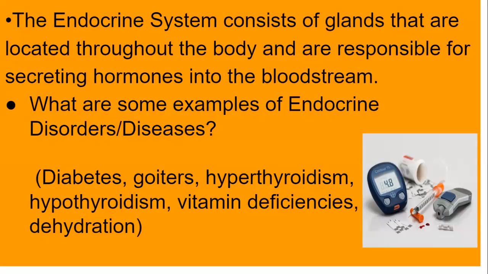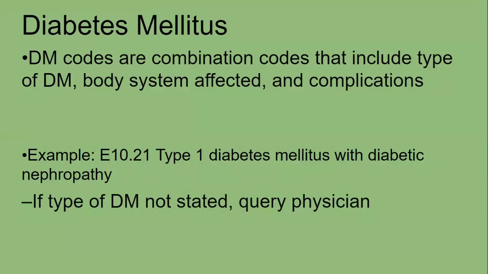the bloodstream. What are some examples of endocrine disorders or diseases? There's diabetes, goiters, hyperthyroidism, hypothyroidism, vitamin deficiencies, and dehydration, for just a few. Let's talk about diabetes. Diabetes mellitus, or DM codes, are combination codes that include type of DM, body system affected, and complications. For example, E10.21, type 1 diabetes mellitus with diabetic neuropathy. If the type of diabetes is not stated, you're going to query the physician.